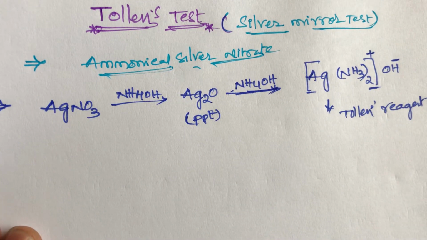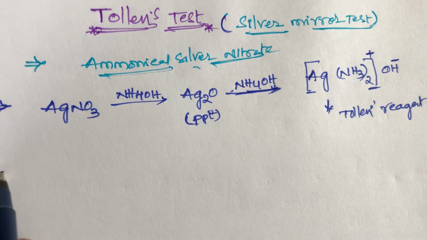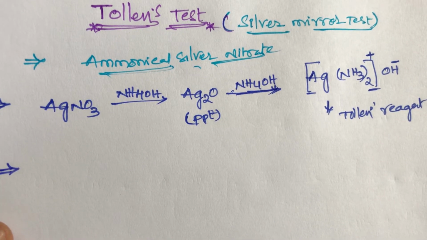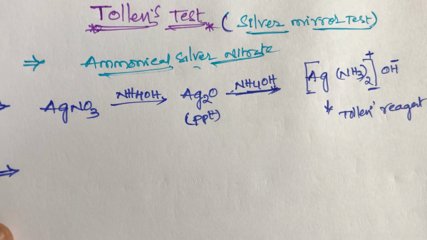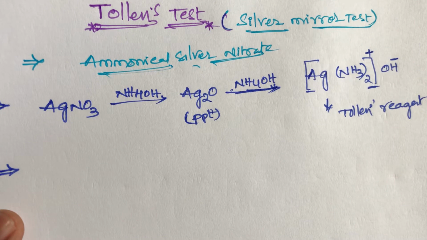So now, what is the use of Tollens reagent, student? What is the role of Tollens reagent, student? This Tollens reagent acts as an oxidizer. Generally this Tollens reagent oxidizes aldehyde groups only, it cannot oxidize a keto group. This Tollens reagent oxidizes only the aldehyde group, that is aliphatic aldehydes and aromatic aldehydes.